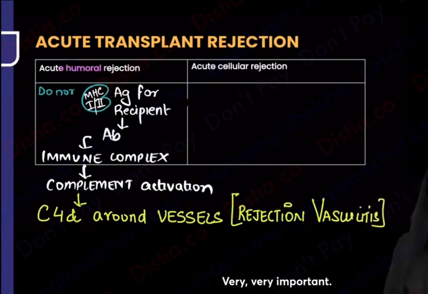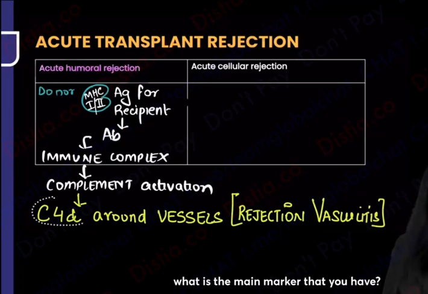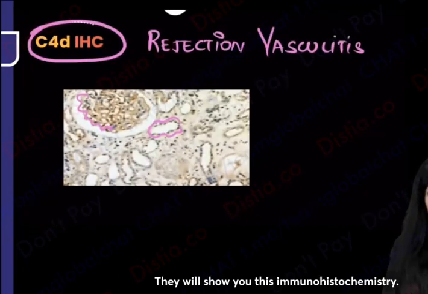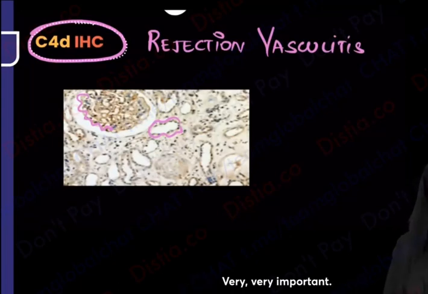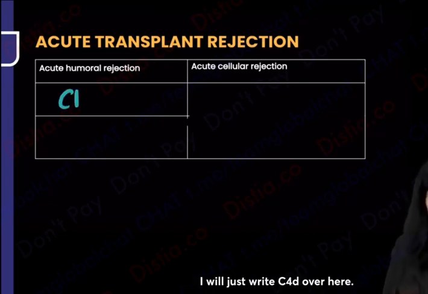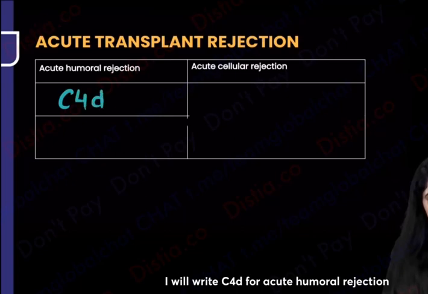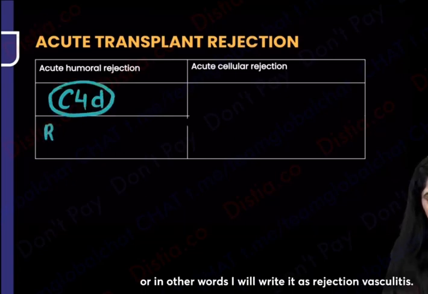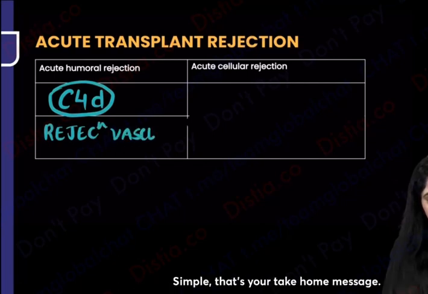Please note, very, very important. They will ask you a simple question for acute humoral rejection: what is the main marker that you have? It is C4D. They will show you this immunohistochemistry. Very, very important, all these brown colors. That was of acute humoral rejection. I'll write it in one word. I will write C4D for acute humoral rejection, or in other words, I will write it as rejection vasculitis. Simple. That's your take-home message.